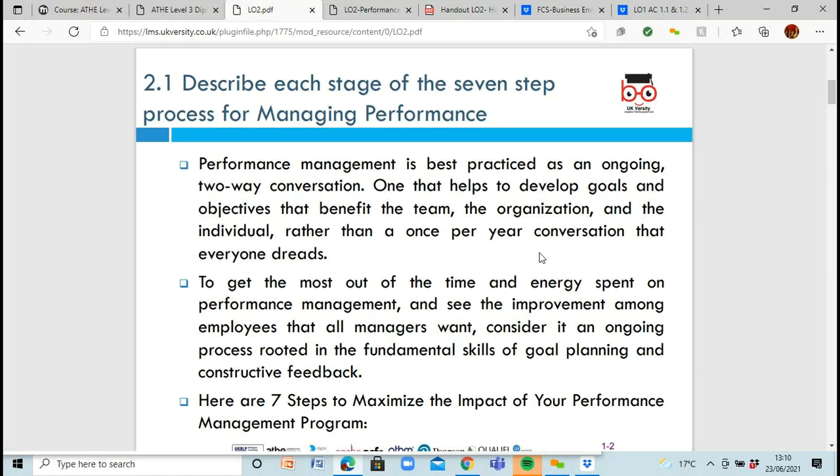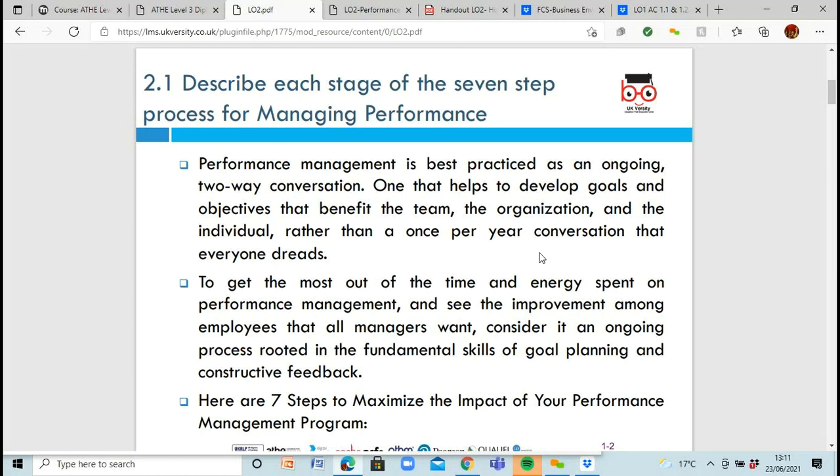So these performance managements actually take place so that you can help to identify and develop any goals and objectives that might be a benefit to the team and to the company itself. So these objectives are normally more beneficial to the team rather than the individual. So rather than having an appraisal system or a once-a-year meeting that everyone is like, oh no, we've got to do that appraisal now, we don't want to do it.